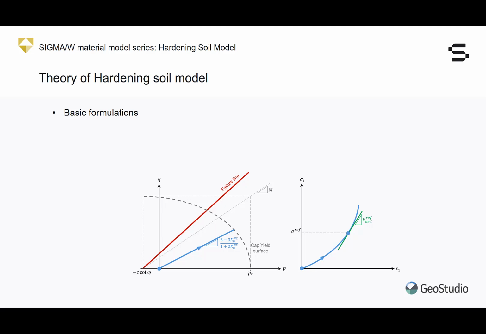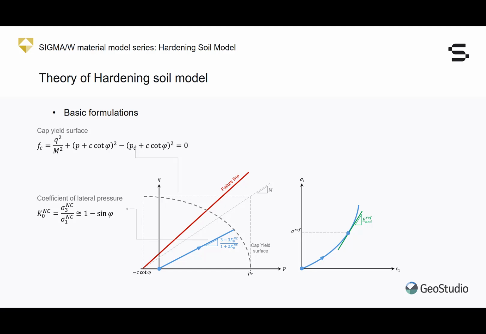In an odometer test on normally consolidated soil, the slope of the stress path is a function of the coefficient of lateral earth pressure, K0, superscript NC. Moreover, the cap yield surface in PQ space is an ellipse with a horizontal major axis. In a non-cohesive soil, the elliptical yield surface is centered around the origin.